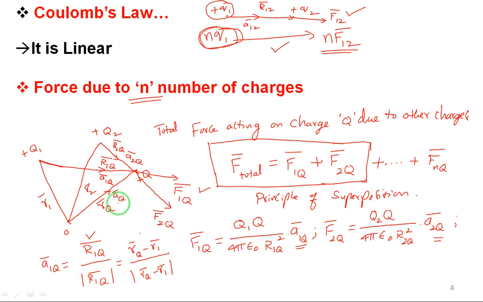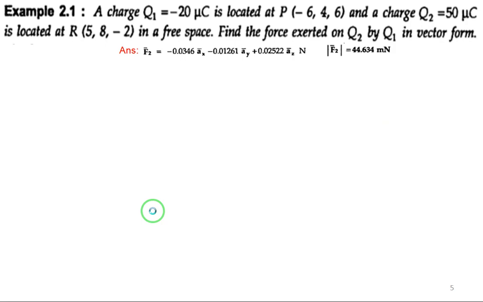Similarly I can write for a2q vector. I'll skip this, I hope you can do this. So I can express the unit vector either in terms of distance vector or position vector. Any one you can use. Sometimes we use distance vectors, sometimes we go for position vectors. Already in the first chapter we have studied clearly about distance vectors and position vectors.